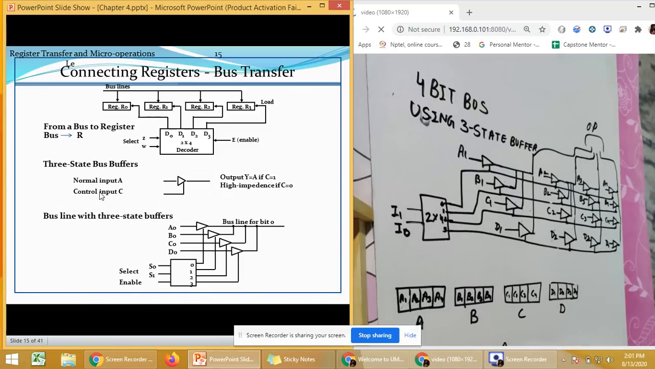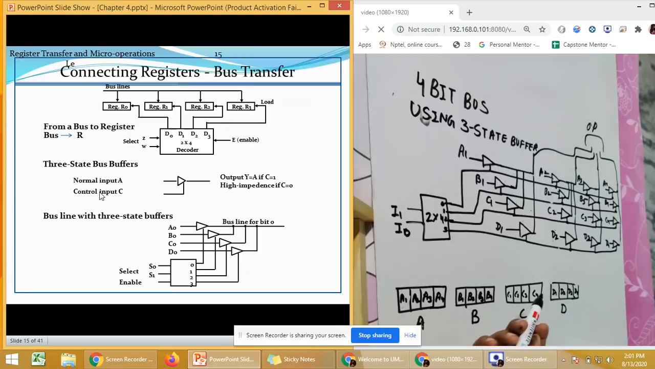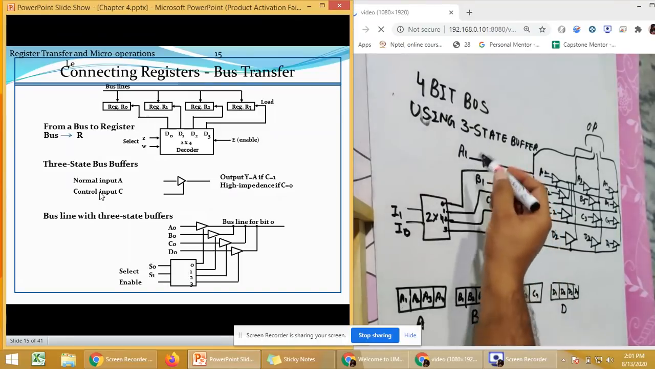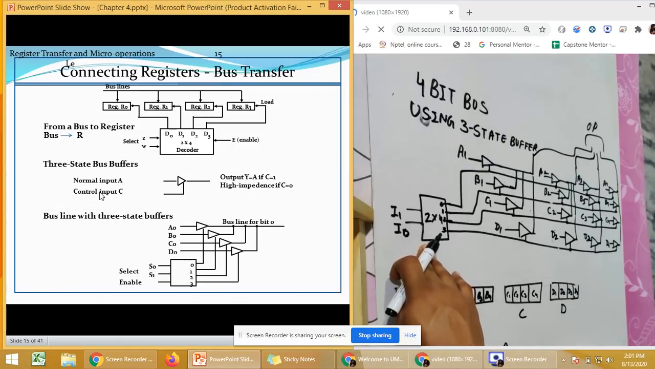a 4-bit bus. Okay, so if it is simply construct a 4-bit bus, or construct an 8-bit bus, or simply construct a circuit which should be able to transfer 8 bits at one time, then you can use either three-state buffers or a multiplexer. But if it is mentioned that you have to use three-state buffers only, then don't use the other one. Don't create the circuit which we did in the last class. Okay, don't create that circuit.